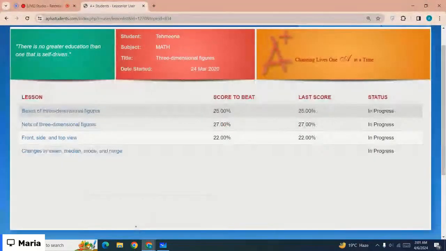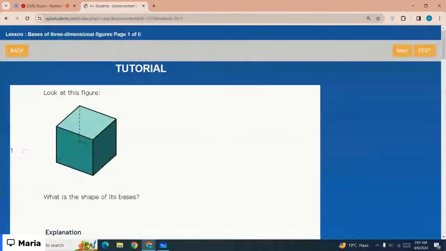Okay, here I'm on grade 7 math. The chapter we are on right now is three-dimensional figures. Let's just start with the first lesson, that is bases of three-dimensional figures. Look at this figure. What is the shape of its bases? So the shape is a cube, right? A cube has six faces and they all are squares, isn't it?